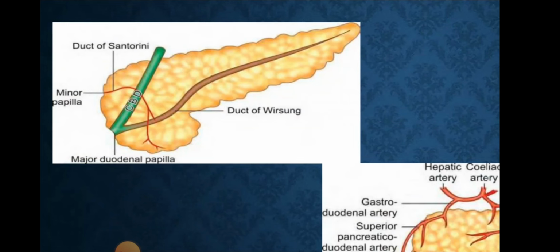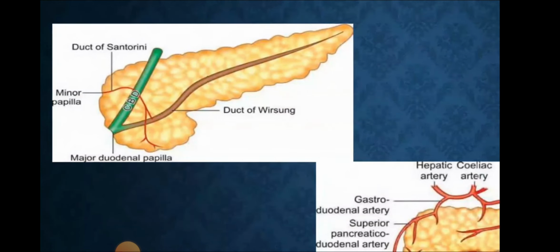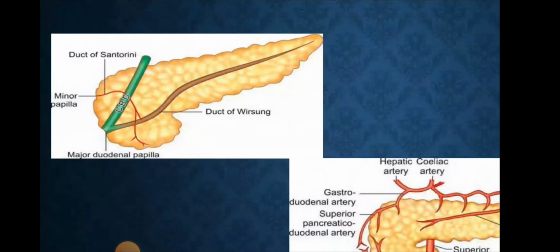About the functions, there are two parts: an exocrine part and an endocrine part. The exocrine part secretes pancreatic juice, which helps in the digestion of proteins, carbohydrates, and fats. The endocrine part constitutes the islets of the pancreas, which are distributed mainly in the tail of the pancreas, containing alpha cells and beta cells. The beta cells of the islets secrete insulin, and the alpha cells secrete glucagon. So that is the anatomy in brief.